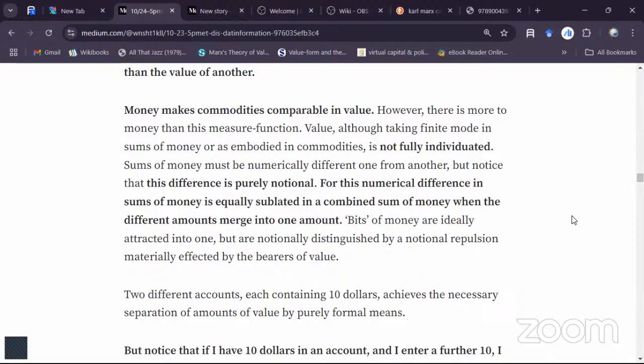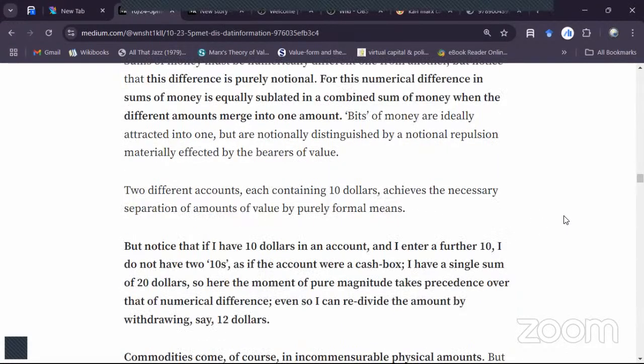However, there's more to money than the measure function. Value, although taking finite mode in sums of money or as embodied in commodities, is not fully individuated. Sums of money must be numerically different from one another. But notice that this difference is purely notional, as in currency exchanges. For this numerical difference in sums of money is equally sublated in a combined sum of money when the different amounts merge into one amount. Bits of money are ideally attracted into one, but are notionally distinguished by a notional repulsion materially affected by the bearers of value. In other words, NFTs, Bitcoins, and so on.